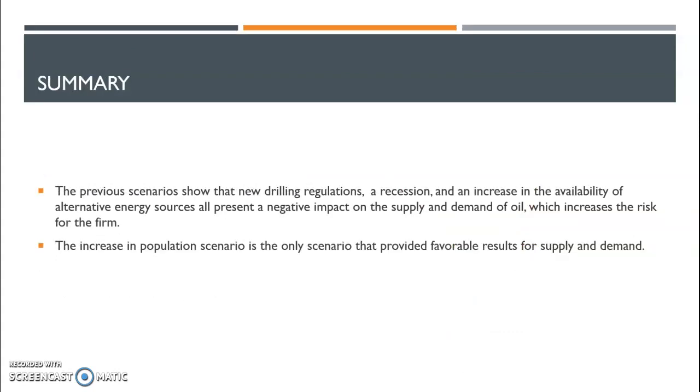To summarize, the previous scenarios show that new drilling regulations, a recession, and an increase in the availability of alternative energy sources all present a negative impact on the supply and demand of oil, which increases the risk for the firm. The increase in population scenario is the only scenario that provides favorable results for supply and demand.